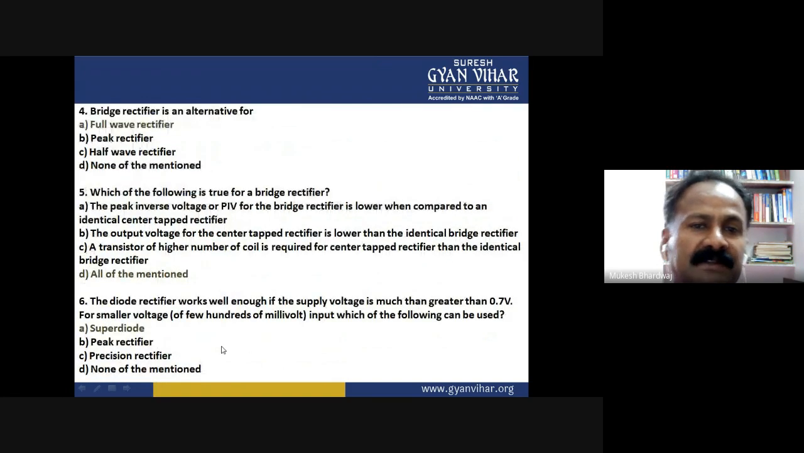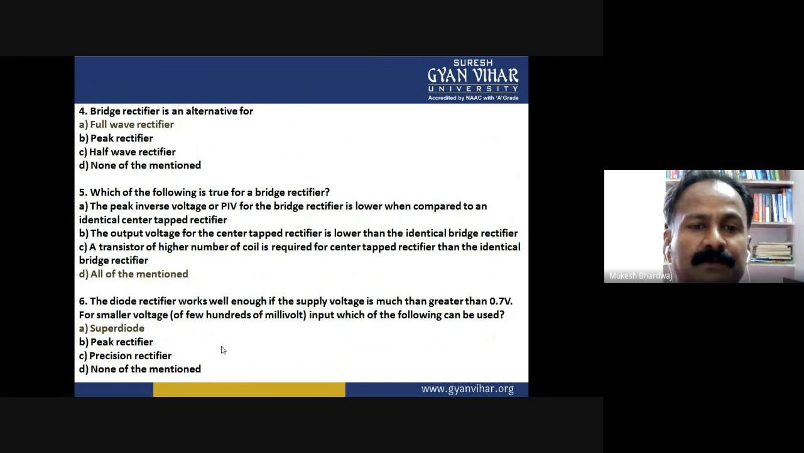Bridge rectifier is an alternative for: full wave rectifier, peak rectifier, half wave rectifier, none of the above. It is an alternative for full wave rectifier. Which of the following is true for bridge rectifier?